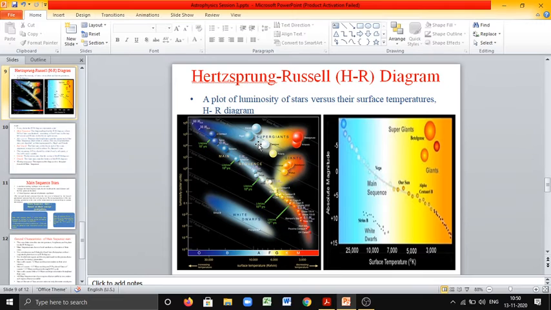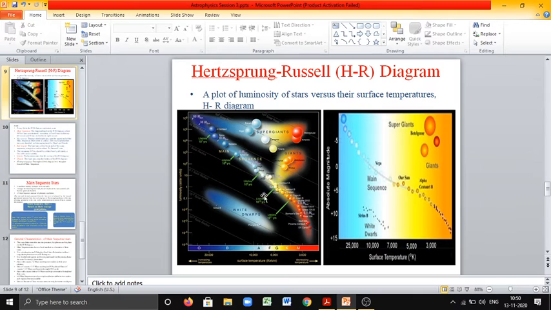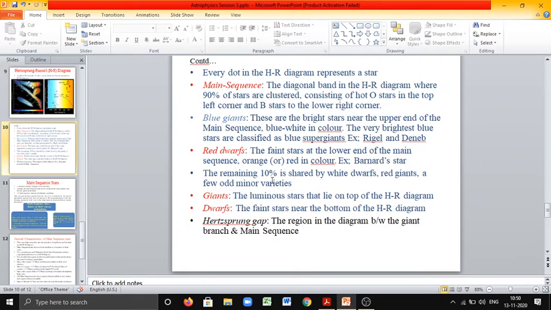Coming to the HR diagram, this is also called the Hertzsprung-Russell diagram. What is this HR diagram? It is the diagram obtained by plotting luminosity of stars versus their surface temperature. In this HR diagram, every dot represents a star. You can see several dots in this diagram. Every dot represents a star.